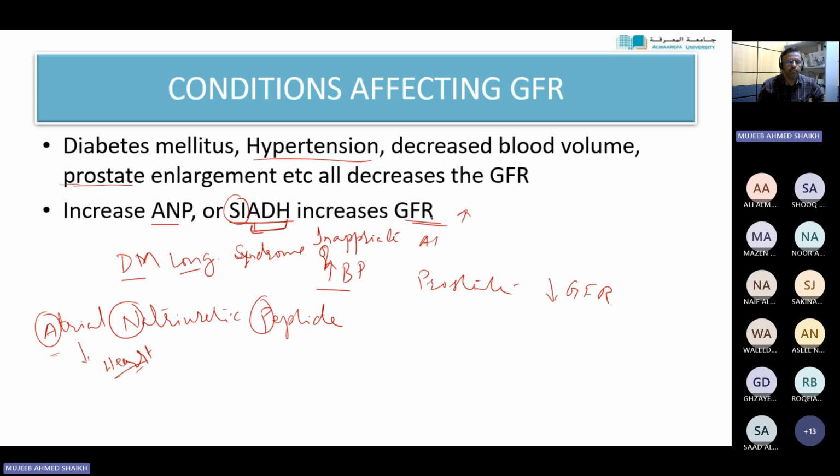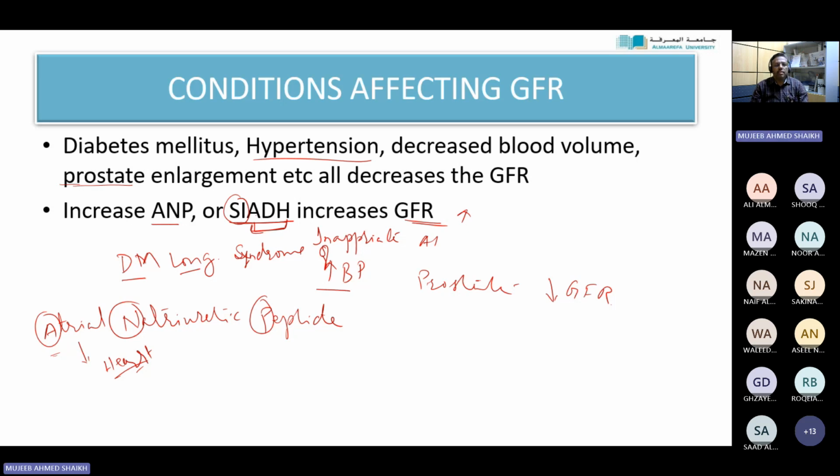So three chronic conditions will lead to decrease in GFR. One is long-standing diabetes mellitus. Second is long-standing hypertension, uncontrolled blood pressure for a long time. Also the volume of blood: if the person has lost blood, there will be a decrease in GFR because a decreased amount comes to filtration and a decreased amount will be filtered. And also an increase in the size of the prostate, which will create back pressure on the filtration. This will lead to decrease in the GFR.